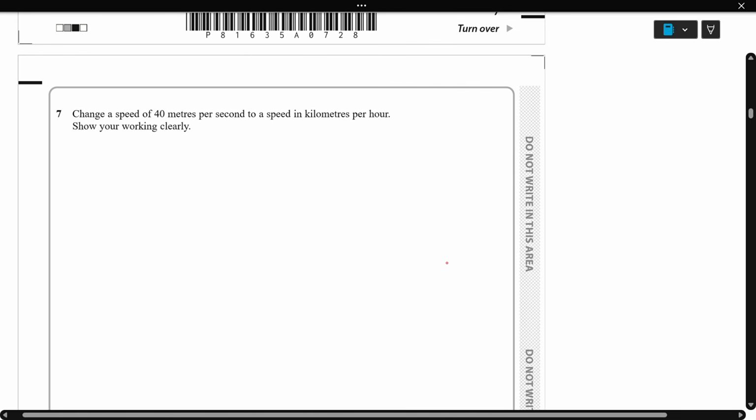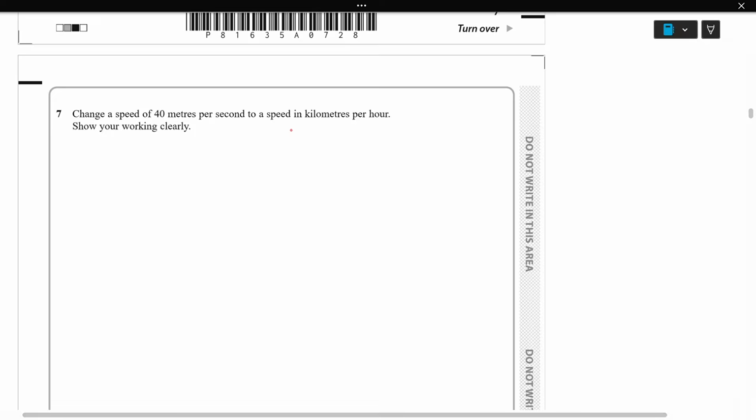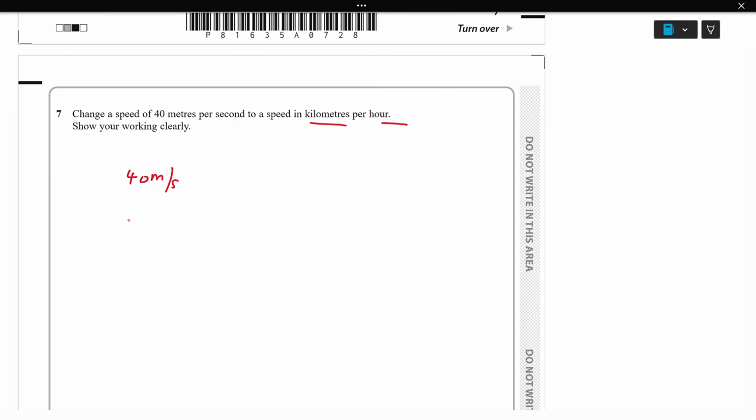Next question number 7. Change a speed of 40 meters per second to a speed in kilometers per hour. So it's given 40 meter per second, so that means 40 meter over 1 second. So we need to change into kilometer. Meter to kilometer we have to divide it by 1000, so it will become a kilometer.